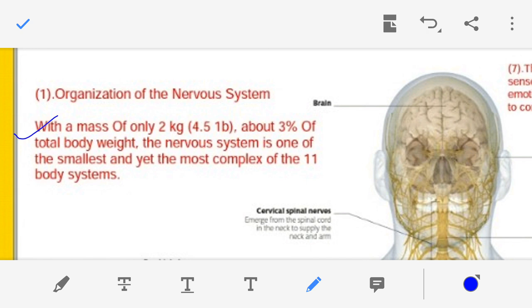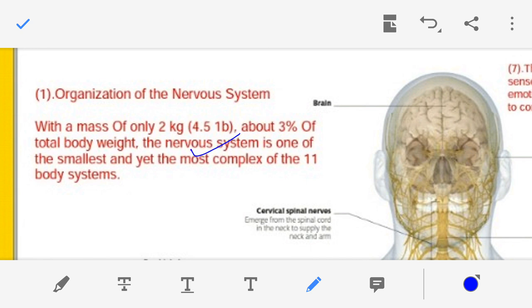Now the mass of the entire nervous system is nearly 2 kg or 4.5 pound. This mass is about 3% of total body weight. 3% means let's say the person is weighing 100 kg, then 3 kg will be the weight of the entire nervous system in that person's body. So that is the meaning of this 3%.